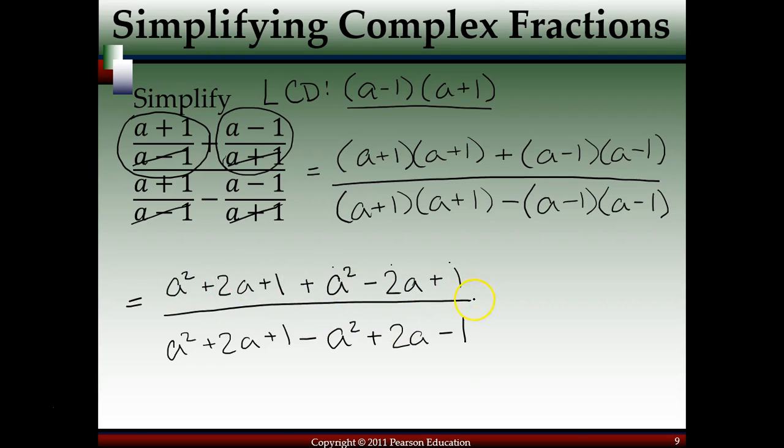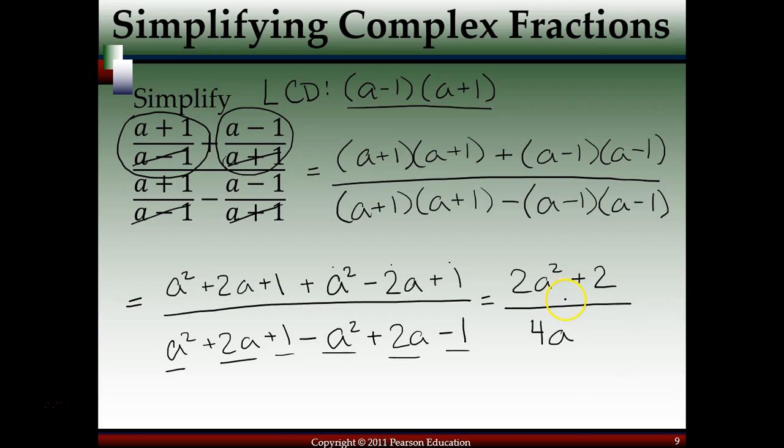Now combine all of these like terms in both numerator and denominator. So we have a squared plus a squared, that's 2a squared. 2a minus 2a, that's 0. Then 1 plus 1, so we have 2. Let's do the same thing here. Have a squared minus a squared, that cancels out to be 0. Then 2a plus 2a, so that is 4a. And then we have a 1 minus 1. It cancels out to be 0.